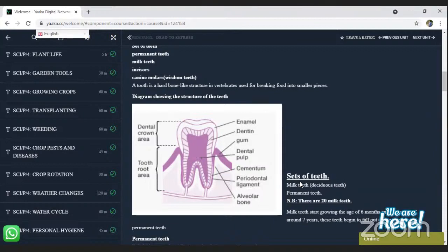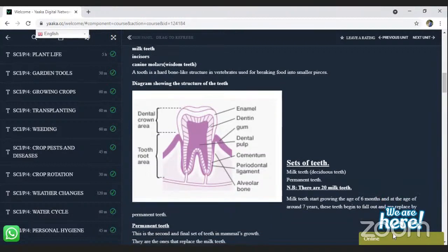As simple as that. So we also talked about the sets of teeth. We say that there are two sets of teeth, milk teeth and then the permanent teeth. With the milk teeth, they shed off after some time. We are told here that milk teeth start growing at the age of 6 months up to the age of around 7 years. These teeth begin to fall out and be replaced by permanent teeth. That is why children like Nasha and so on are still removing their teeth, because they are still removing milk teeth. The ones that are going to develop are going to be permanent teeth for all. They will be there for all.